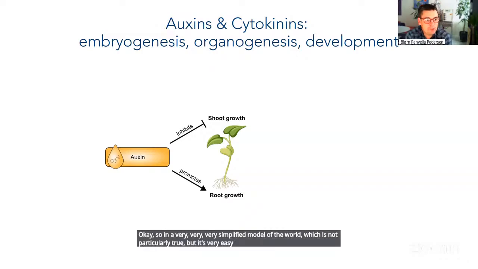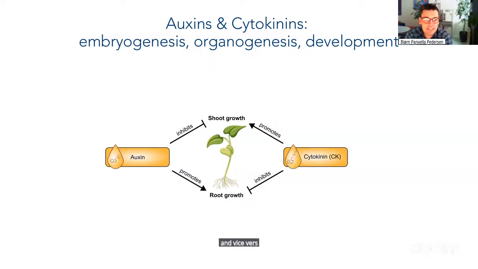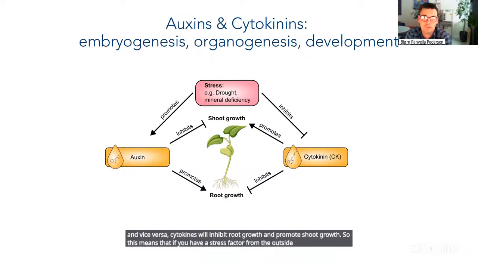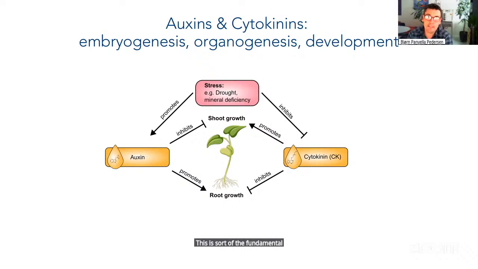Okay, so in a very simplified model of the world, which is not particularly true, but it's very easy to understand, you could say that auxin promotes root growth and inhibits shoot growth, and vice versa, cytokinins will inhibit root growth and promote shoot growth. So this means that if you have a stress factor from the outside, that could be the lack of water, drought, then you want to promote the amount of auxin, because that then promotes the root to grow so it can seek down and find more water. This is sort of the fundamental idea behind why we want to understand auxin and cytokinin, in this case, transport.